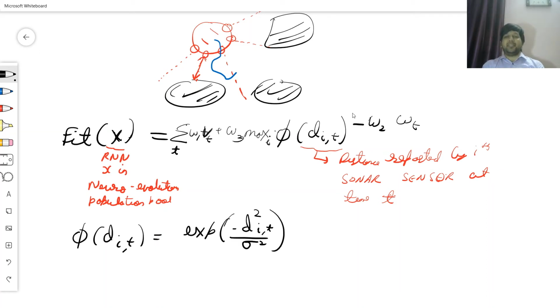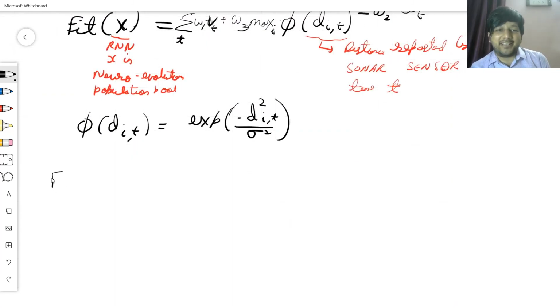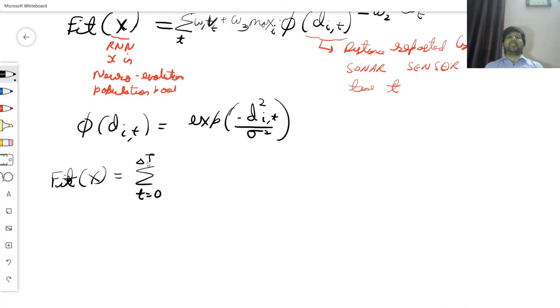So I should be minimizing my angular speed. So let's write this thing up in a little fair manner. The fitness function of the recurrent neural network X, as a genotype converted to a phenotype, is over the entire delta t time that I simulated the robot. So I loaded this X onto a robot and I let it go for delta t time.